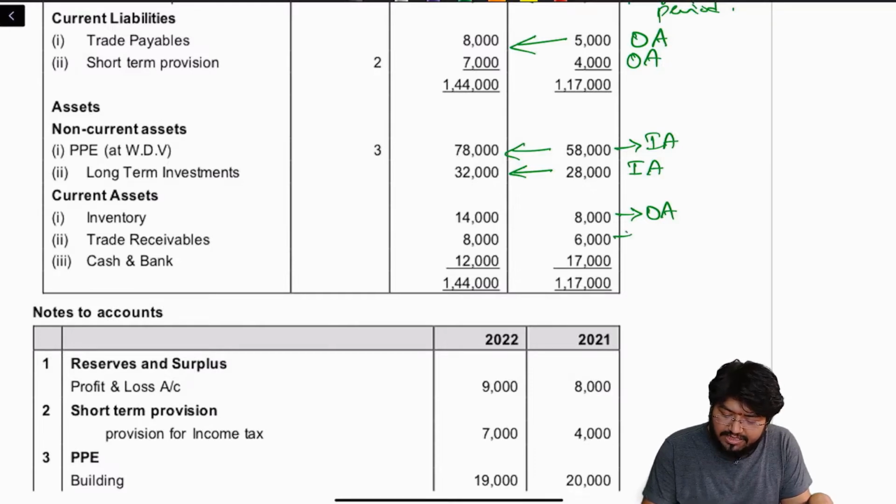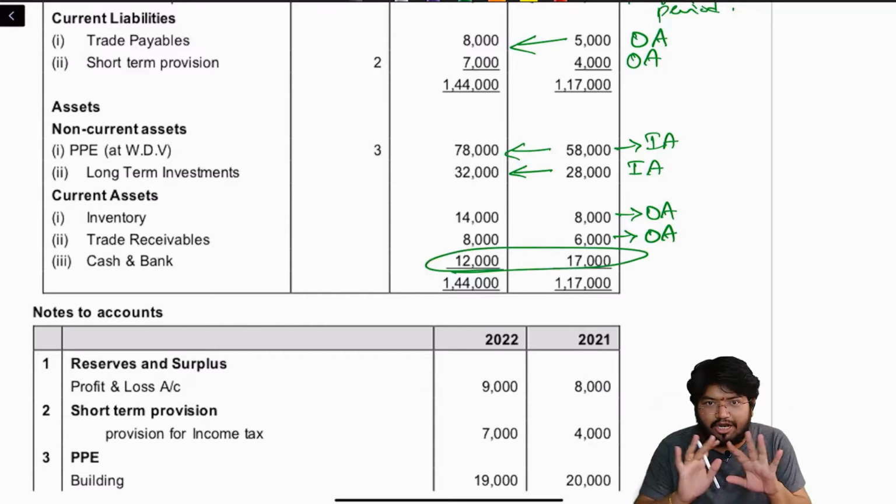Trade receivables, from 6,000 it has become 8,000. That means it is also part of operating activity with respect to working capital changes. Cash and cash equivalents, we will use this only for our reconciliation purpose. Beyond that, no other requirement.